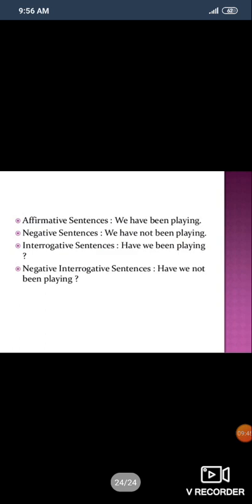Now how do we change it in the affirmative, negative, and all these four types of sentences? That is, we have been playing, we have not been playing, interrogative: have we been playing, and negative interrogative: have we not been playing. So that is the present perfect continuous tense.